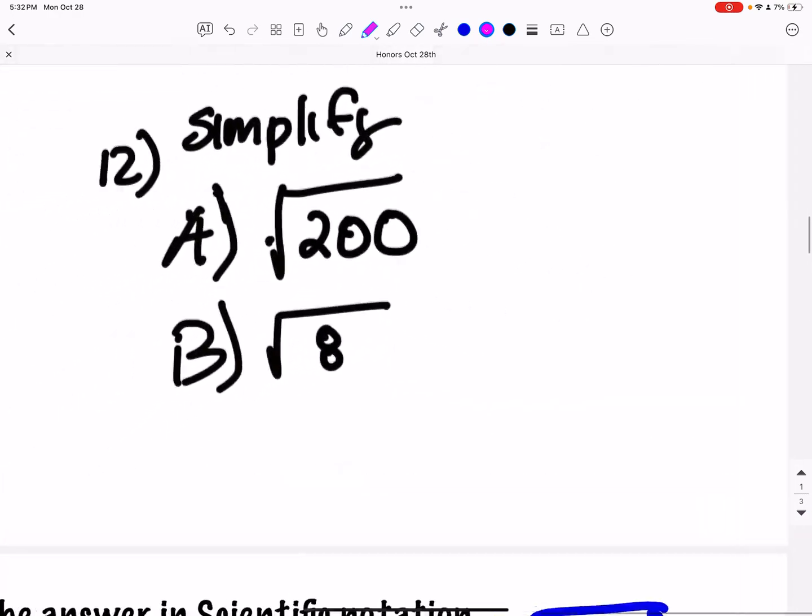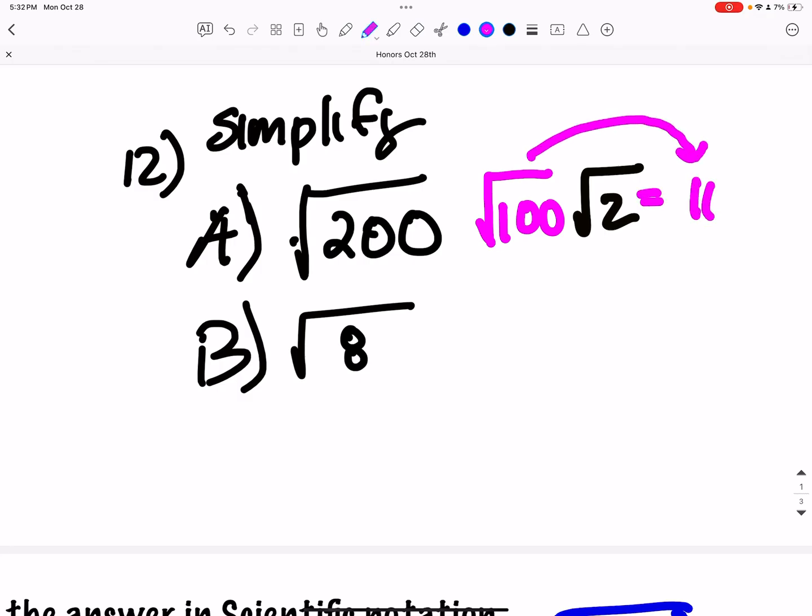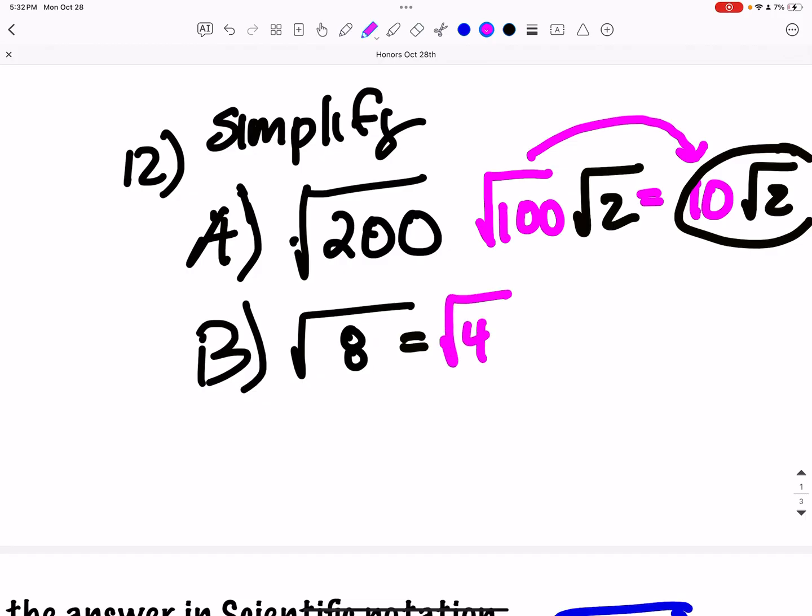Okay, over here, simplify. Pink number times a black number, 100 times 2. The square root of 100 is just 10, so this becomes 10 times root 2. This one, the biggest pink number that goes in is 4, so this is the square root of 4 times the square root of 2. The square root of 4 is just 2, so this is 2 root 2.